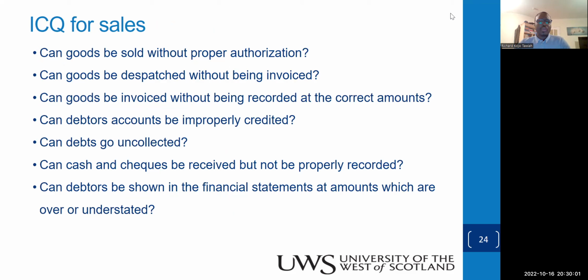You could also ask, are goods sold without proper authorization? Can goods be dispatched without being invoiced? Can goods be invoiced without being recorded at the correct amount? Can debtors' accounts be improperly credited? Can debts go uncollected and still we do not recognize bad debts in our books? Can cash and checks be received but not properly recorded? Can debtors be shown in the financial statement at amounts which are over or understated?